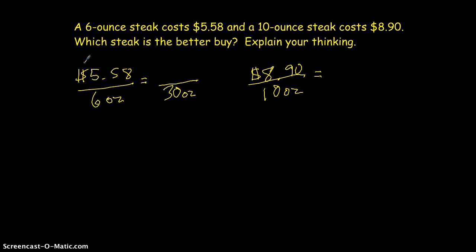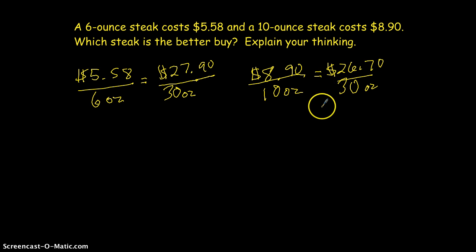So I'll say $5.58 times 5 equals $27.90. Now my calculator actually showed 27 and 9/10. But since we're talking about money, I'm going to put my trailing zero here and make that 90 cents. Now for this one, I'm going to multiply 10 by 3, and that's going to give me 30 ounces. And I have to multiply $8.90 by 3, and that gave me $26.70. Well, it actually gave me 26 and 7/10.